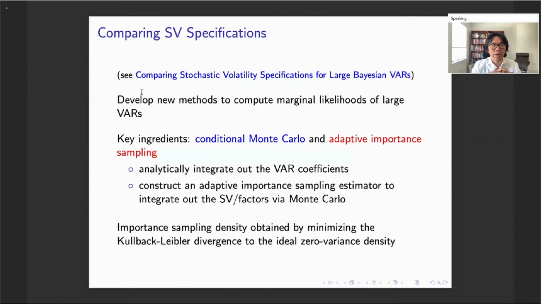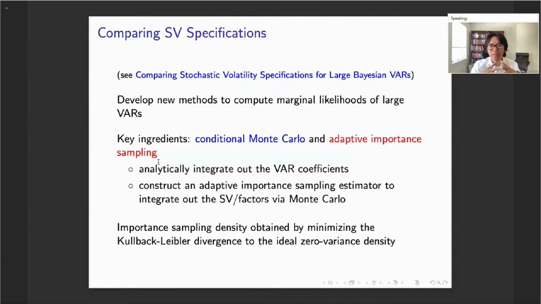In this setting, it's actually quite hard to compute the marginal likelihood because there are lots of VAR coefficients to begin with, and there are also a lot of latent variables, right? If you have stochastic volatility, 100 of them, there are 100 different stochastic volatility processes. If you have factor stochastic volatility, you also need to integrate out the factors. So what I did here is come up with an algorithm to compute the marginal likelihood by integrating out all the VAR coefficients by hand. Turns out you can do it. And also have this adaptive importance sampling estimator to integrate out the stochastic volatility and factors.